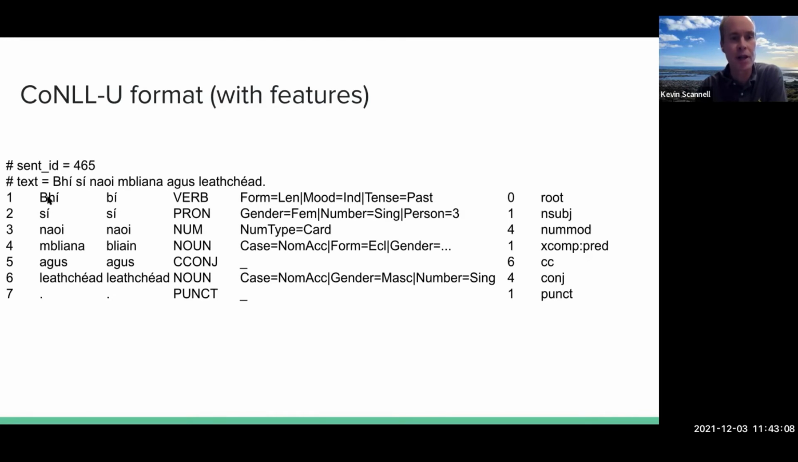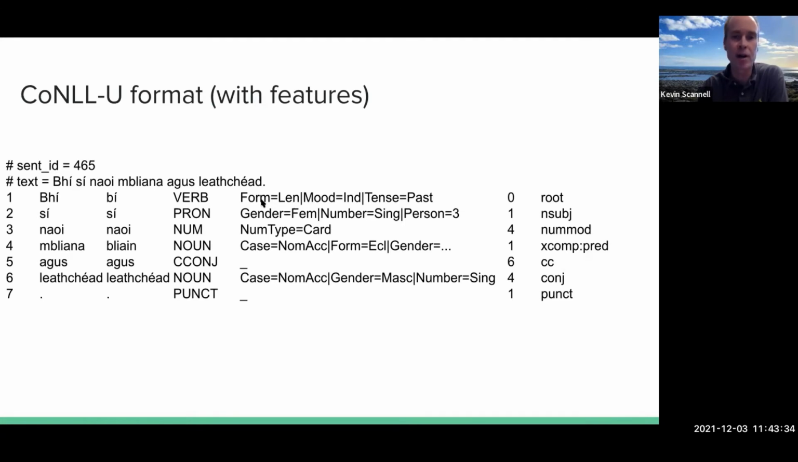Essentially, this is a sentence, one token per line. Those tokens are numbered 1 through 7. In this column, we have the lemmas for these words, part of speech tags, and then these features. So it's sort of key-value pairs with standardized names for the keys.